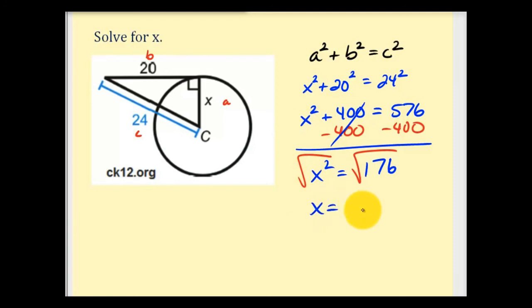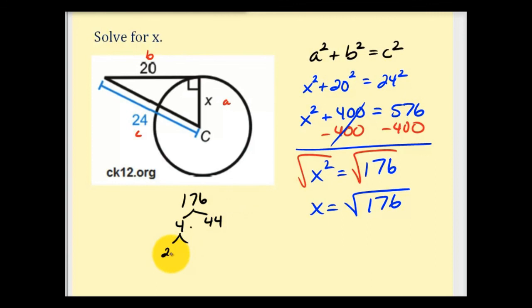So we have x equals the square root of 176. Now we should try to simplify this. So let's go ahead and see if we can identify any perfect square factors of 176. This number is divisible by 4. 176 is 4 times 44.